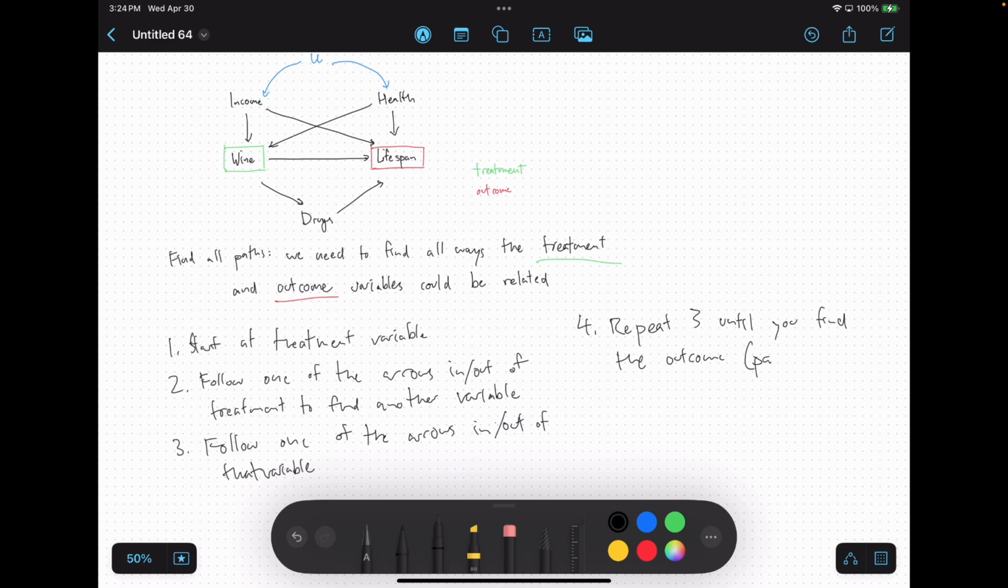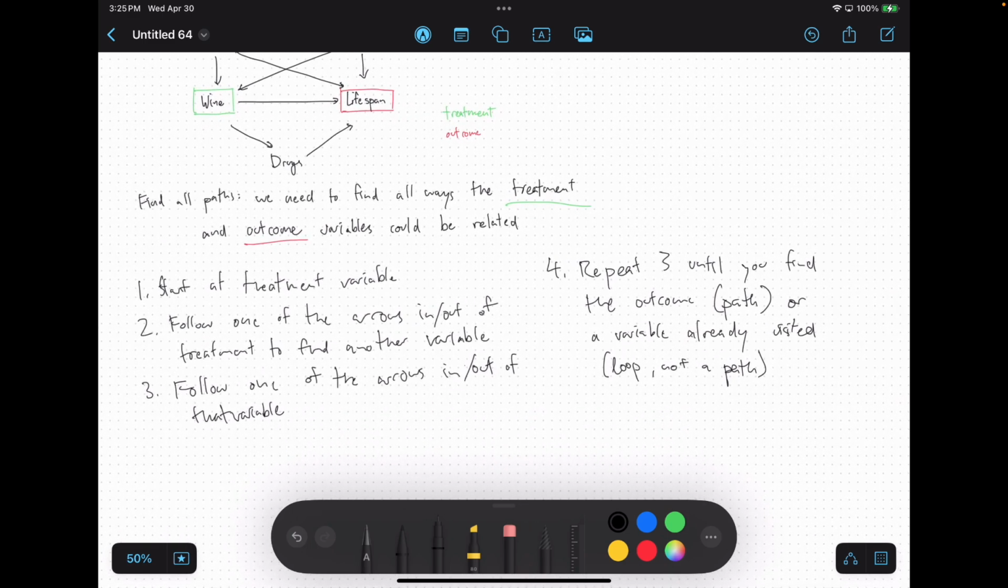And so this would be known as a path. Or a variable already visited, and that would be a loop, not a path, which is not allowed, right? So hopefully you never run into that. Otherwise, this doesn't work, and you would just keep drawing loops over and over again.